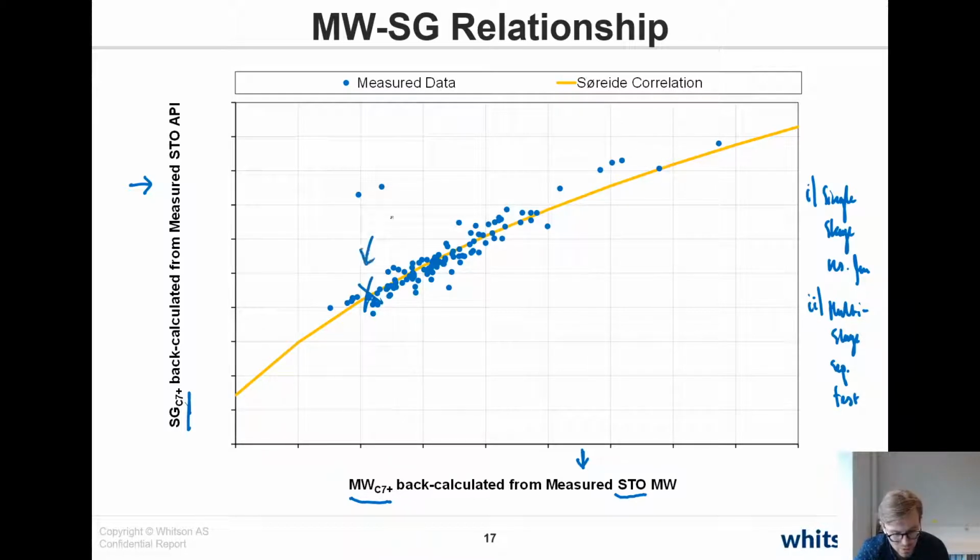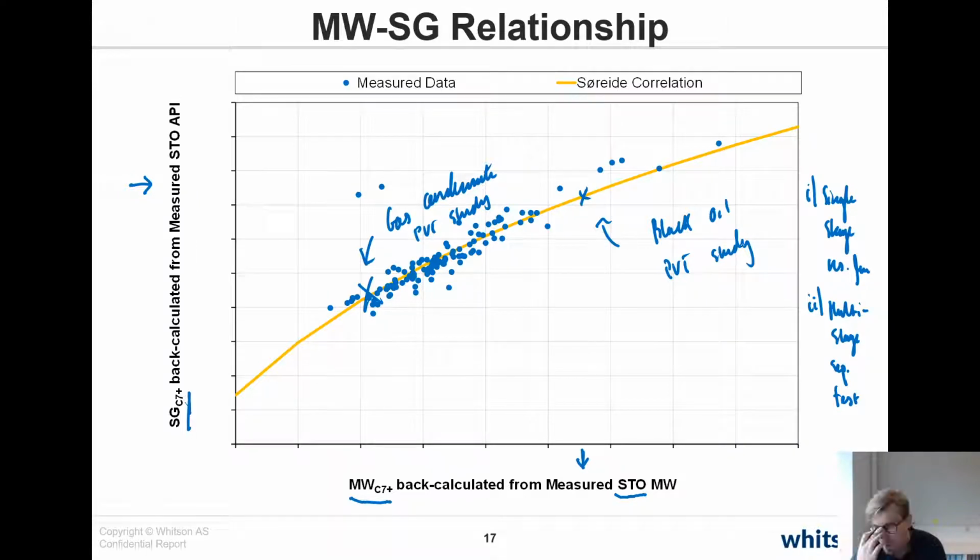So for instance, this could be the gas condensate PVT study, while this could be the black oil PVT study. So for a particular field, we expect that no matter what, even if the GORs and everything can be very, very different, or you have sampled at different points in time, this trend remains consistent.